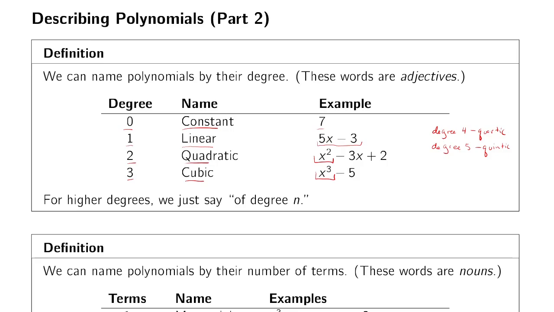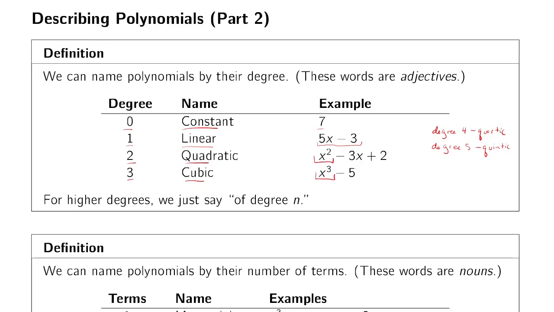But really, for degrees higher than 3, we just say of degree n. So we're very unlikely to say quartic, we'll just say of degree 4. We're unlikely to say quintic, we'll just say degree 5. We definitely aren't going to come up with a word for degree 12. Dodekic, probably. We would just say of degree 12.